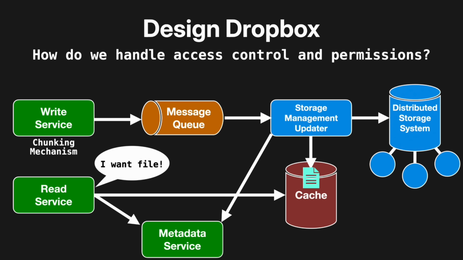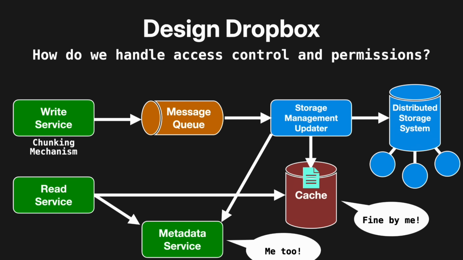When a user attempts to access a file, the read service first checks both the cache and the metadata service to verify the permissions, and only if it's available does it return the file efficiently.